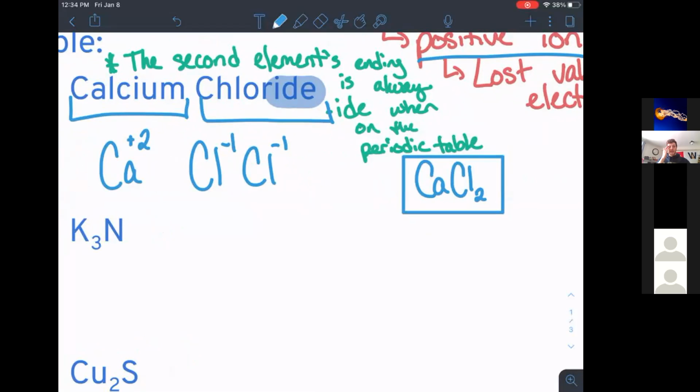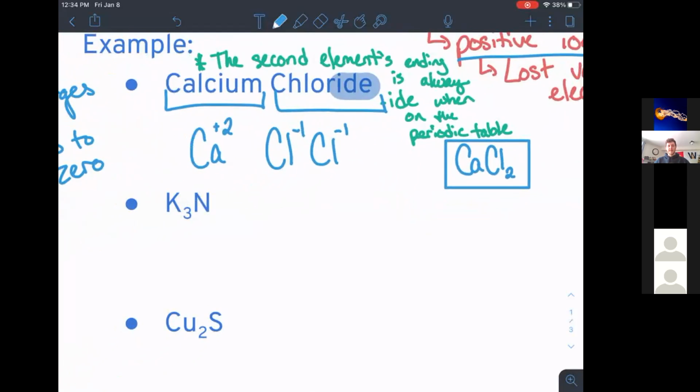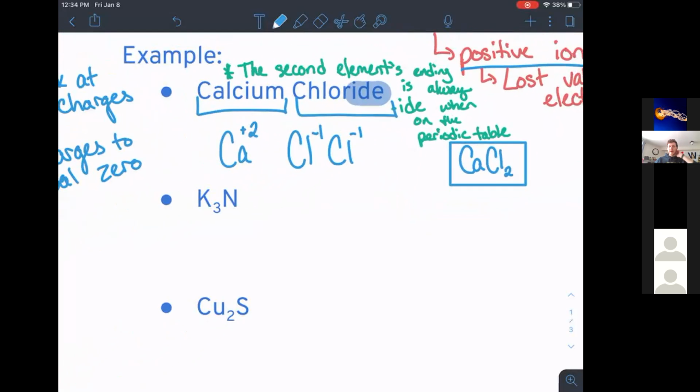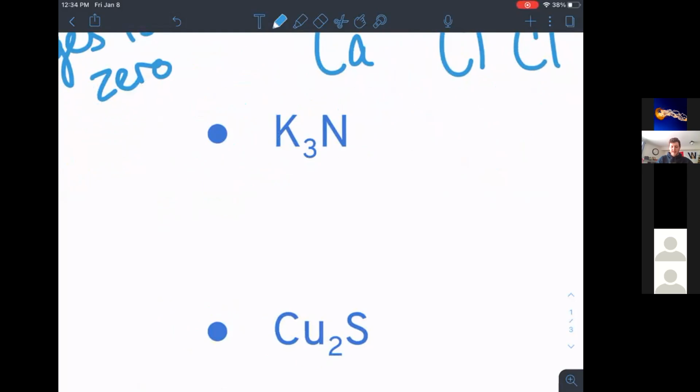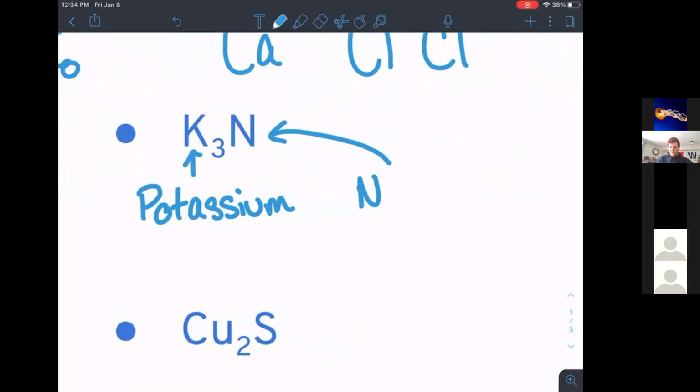Is everybody okay with that? Sweet. Awesome. So now our second one, we're going from formula to name. So we've got to go the other way around. Our first thing we want to do here is figure out what these elements are. So what is this element? Potassium. And what is that element? Nitrogen. Perfect.